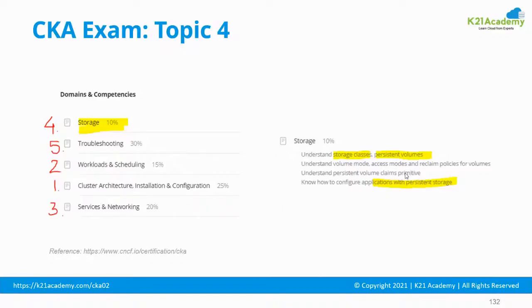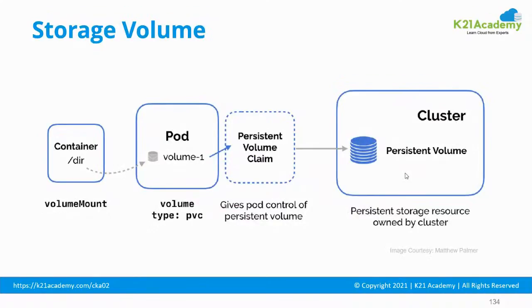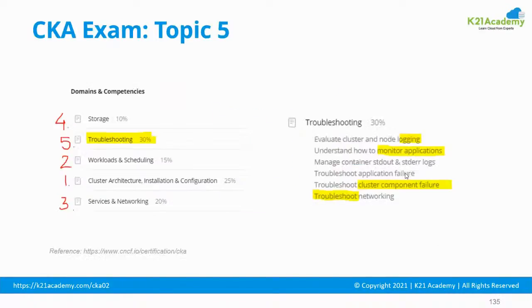Then the fourth topic is storage in that certification, where you look at different types of storage. There's something called persistent volume and persistent volume claim. Also, how do you take control of that volume in AWS cloud or Azure cloud or Google cloud or an on-premise world? And then the fifth and final topic, which is around 30%, is troubleshooting.